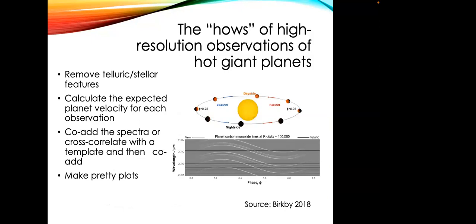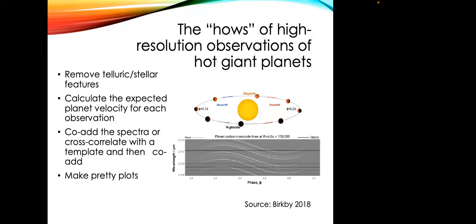So the basic process is, we have taken data across transit of an exoplanet with some pre-transit data, some post-transit data. The first thing we want to do is remove the stellar and telluric features so we can see the planet, because obviously the star's signal dominates. And then the tellurics are also significant depending on the wavelength region. There's a couple ways to do this.